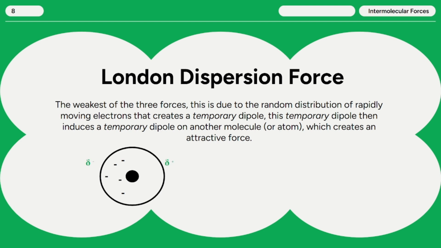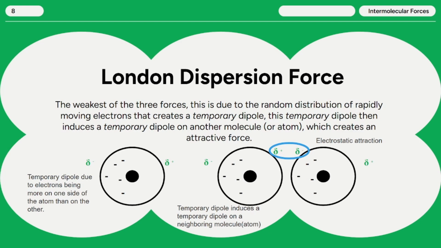If that's true, then what we have is an uneven distribution of charge, which is going to create a region of a partial negative and partial positive. This is a temporary dipole. Now, if that molecule is near another molecule or atom, it is going to induce a temporary dipole on the other. So notice that the positive side of one molecule is going to be pulling the electrons of the other one near it. This is going to create an electrostatic attraction between molecules, which is called a London dispersion force.